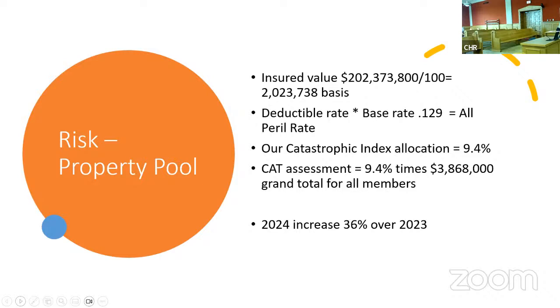So our insured value went up about 16% because, like I said, they did some appraisals and they came in with higher appraisals than previously. I'd have to go back and look. I don't know what our cat exposure was before. I don't have that number. But we are one of the higher cat exposures in the pool.